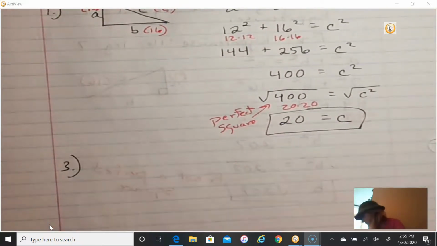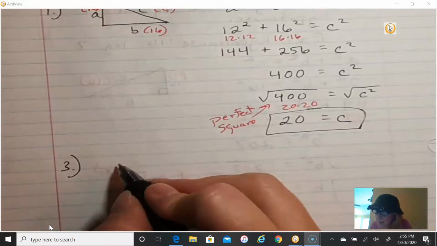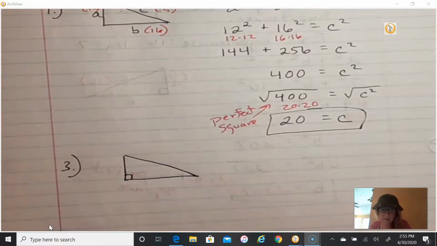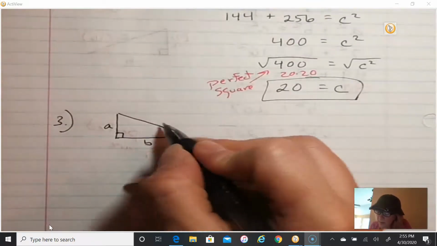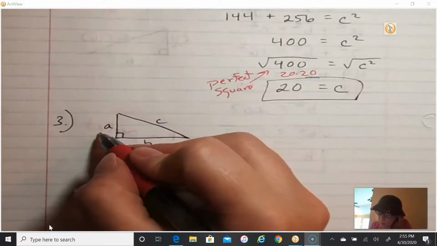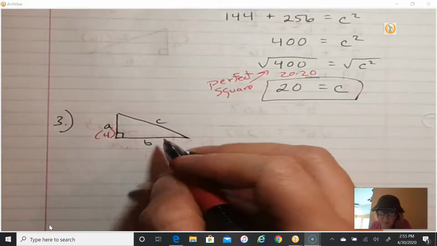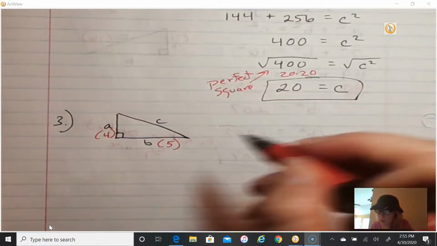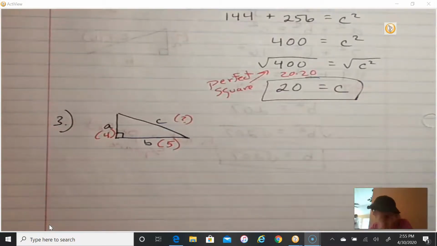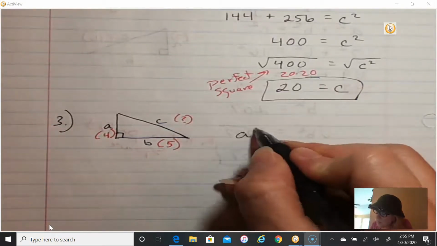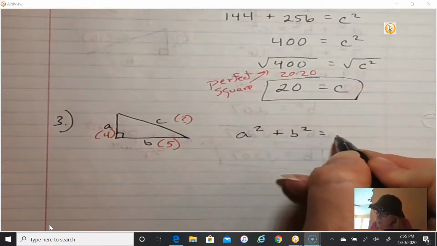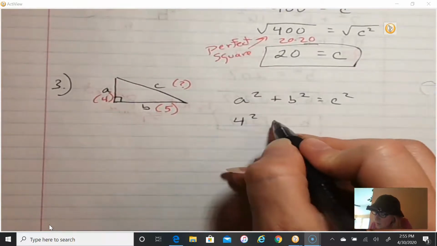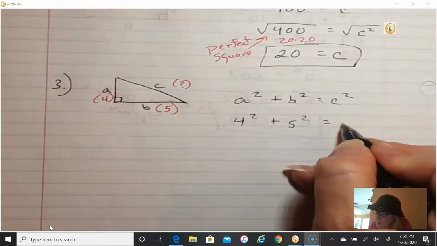All right, 3. They also gave you some legs. All right, A, B, and C. They said that one leg is 4, and since it's smallest, I'm putting it for A, and the other leg is 5. And we do not know the hypotenuse. Okay, so the formula is a squared plus b squared equals c squared. Just plug in your information. 4 squared plus 5 squared equals c squared.